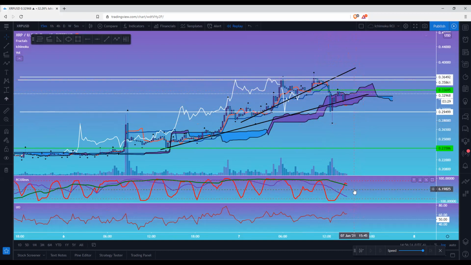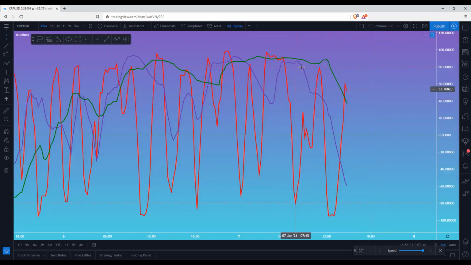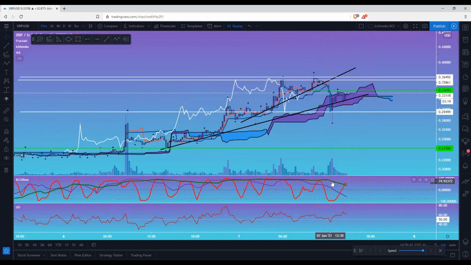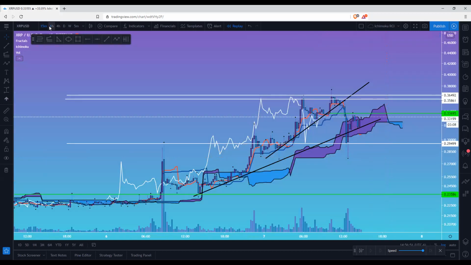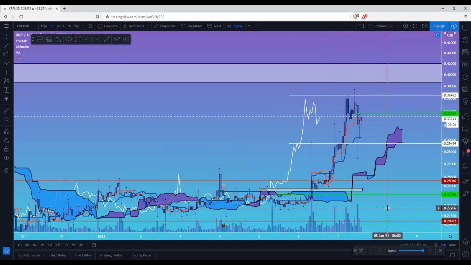Now, if I'm going based off the RCI, I probably might be a little bit hesitant, but I noticed on the RCI that it's still overall bullish based off the green one. This could be the current market just coming down slightly. Ultimate oscillator's pretty solid, so I would still lean towards a buy here.